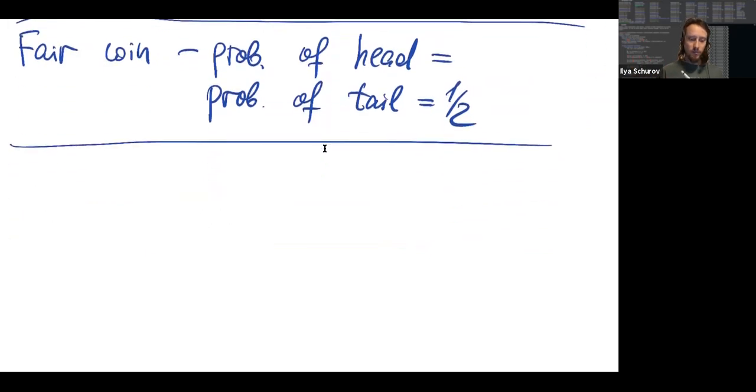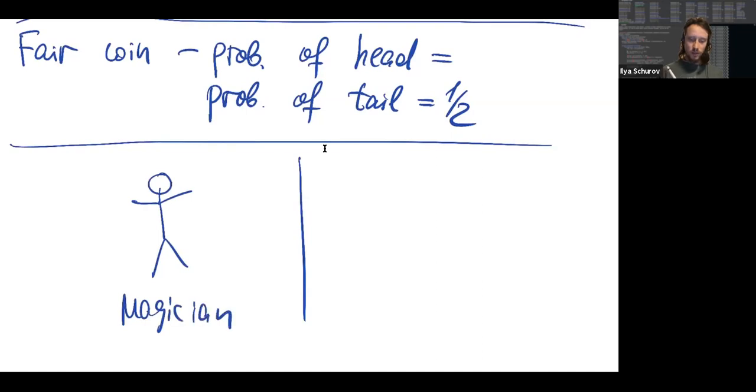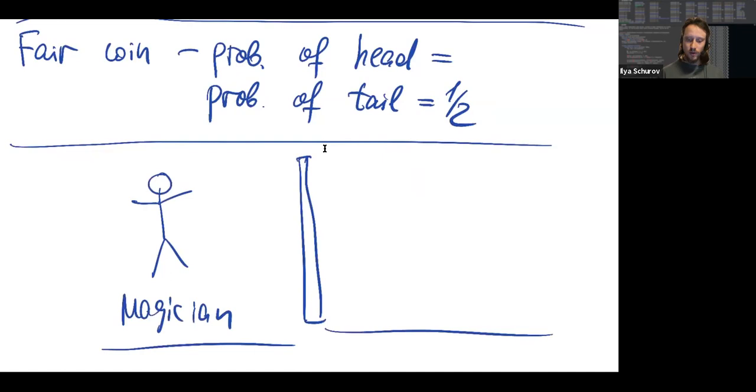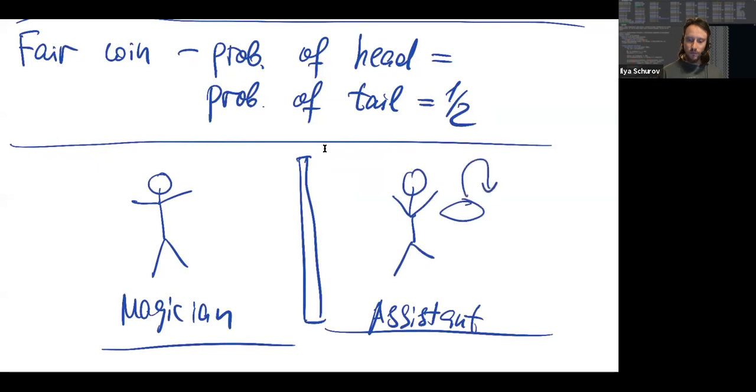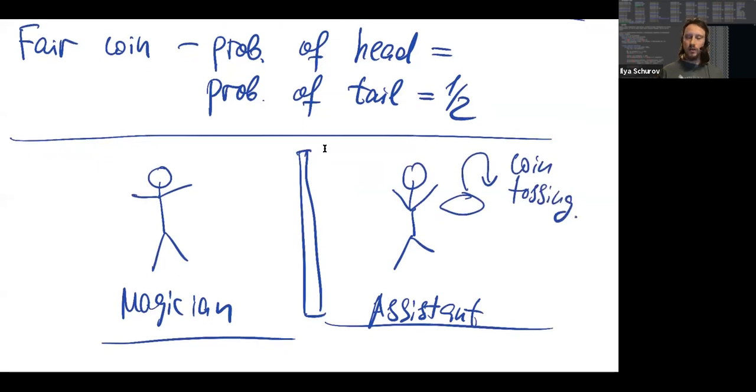Assume that I have two rooms. Here I have a magician. So this is the magician. And in another room, I have my assistant. I conduct an experiment. This assistant performs this coin tossing. And the magician cannot see this assistant, and he cannot interfere with this coin tossing in any way.